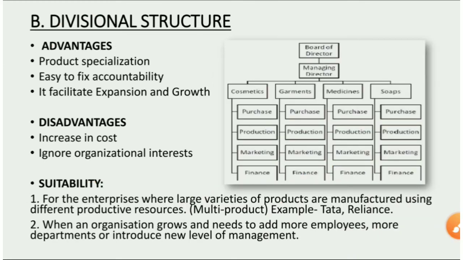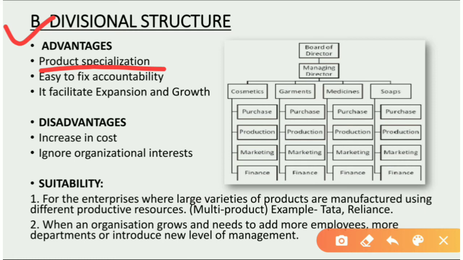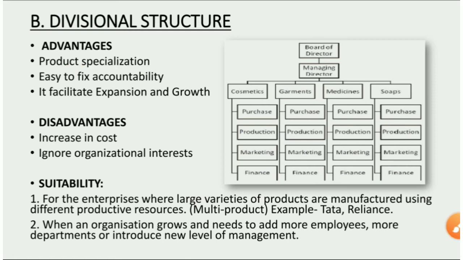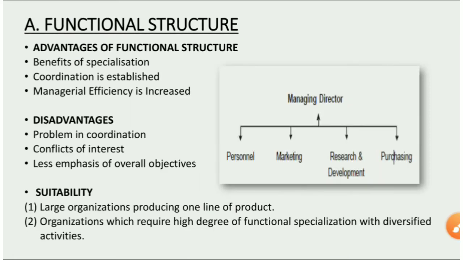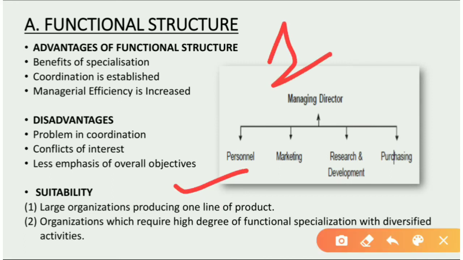Now moving to the next part, that is divisional structure. We have studied the meaning of divisional structure. Here we will study the advantages and disadvantages of divisional structure. Let us start with advantages. As we have seen, there is product specialization. Students, as I told you, in the functional structure only one product is produced. If it is dealing in cosmetics, it has to deal in cosmetics only.